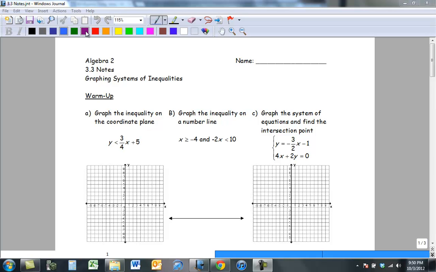Okay, so this first one, this is an inequality. Y-intercept is 0, 5. Slope is 3/4, so up 3, right 4. And this is going to be a dotted line. Then you can use the 0, 0 as a test point. 0 is less than 0 plus 5. Is that true? Indeed it is, thus we shade below.